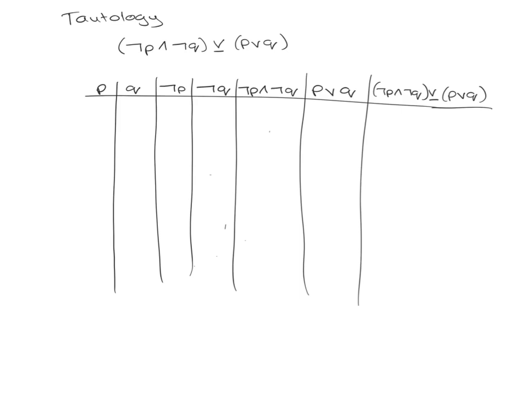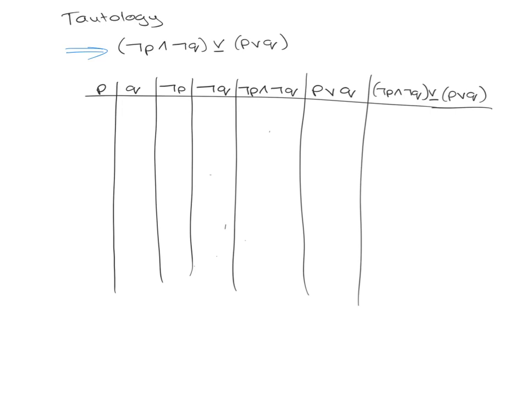So today we're going to look at tautologies. A tautology is when we end up with a final truth table that is all true. So the clue here is in the T's in tautology. So if we look at this statement here, we have not P and not Q, exclusive or, P or Q.